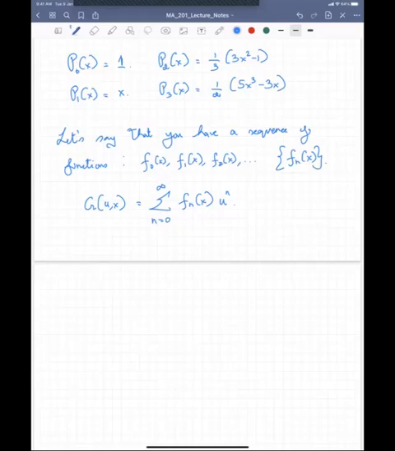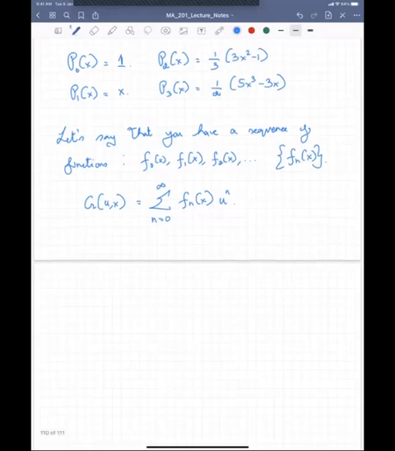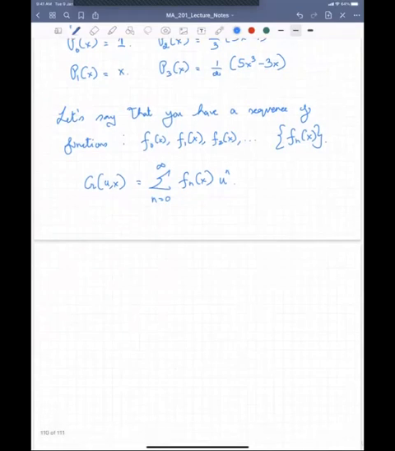The question is, what does this buy me? Because I have effectively traded one infinite series for another, right? But you will see that this actually buys you quite a lot. First, let us understand what kind of a mathematical operation I would do to extract the coefficients. Well, let us write this out in gory detail. This is f0 plus u f1 plus u square f2 plus and so on, right?